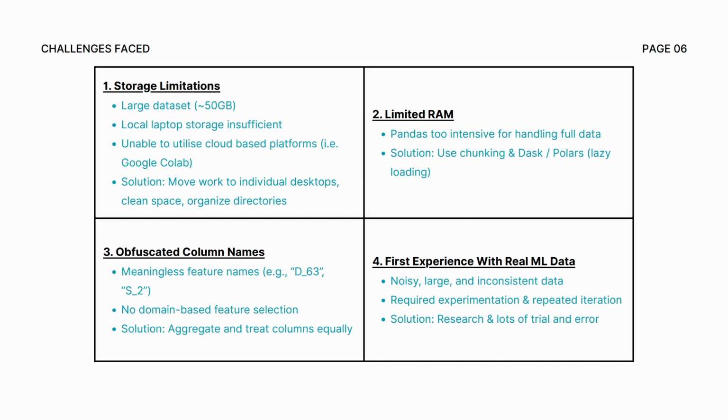Secondly, we ran into an issue with limited RAM. As the member in charge of feature engineering, this was a problem that I encountered personally, where pandas was too intensive in handling the full dataset. So the solution that we came across was to use chunking or batch processing with the Dask or Polars libraries that include lazy loading. So thirdly, there were obfuscated column names. These column names were intentionally anonymized to prevent competitors from deriving any form of importance through various ways like domain knowledge. The solution was to aggregate and treat columns equally.